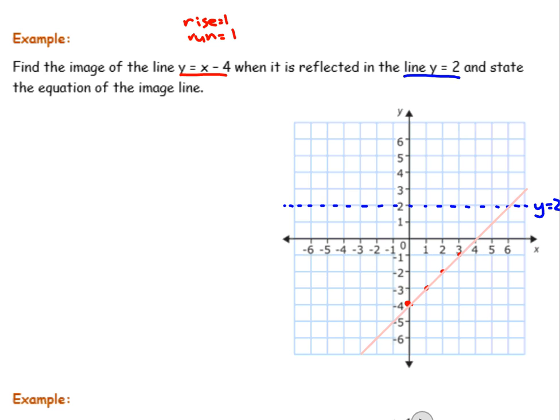Okay, next one. We need to just label that. So y equals x minus 4. And it's reflected across the line y equals 2. So its image, when it comes through the mirror line, the point's going to stay the same. That point's going to stay the same on the image.